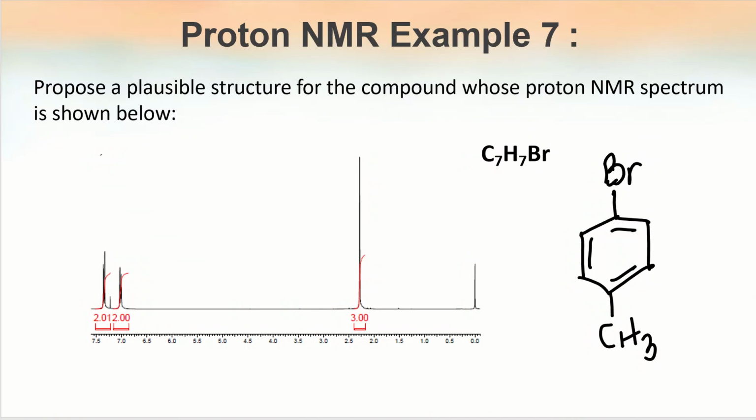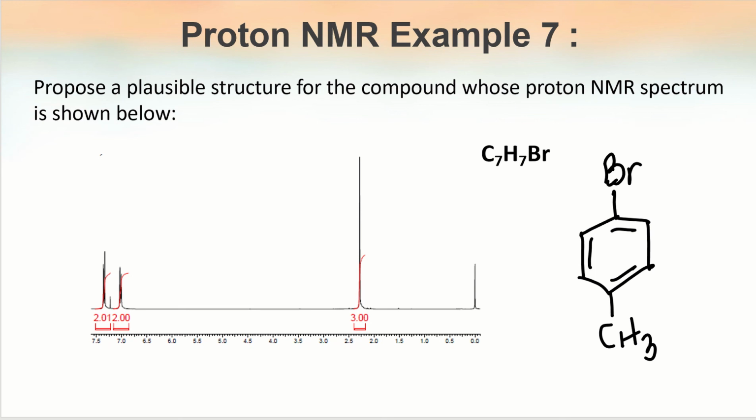But the idea here, guys, is that you may have draft 1, draft 2, draft 3, but at the end of the day, all of the data should make sense and you should be able to come up with something plausible. So when you come up with a structure, then you need to count to ensure that the data matches up. So the structure that I have drawn on the screen, is it C7H7Br?